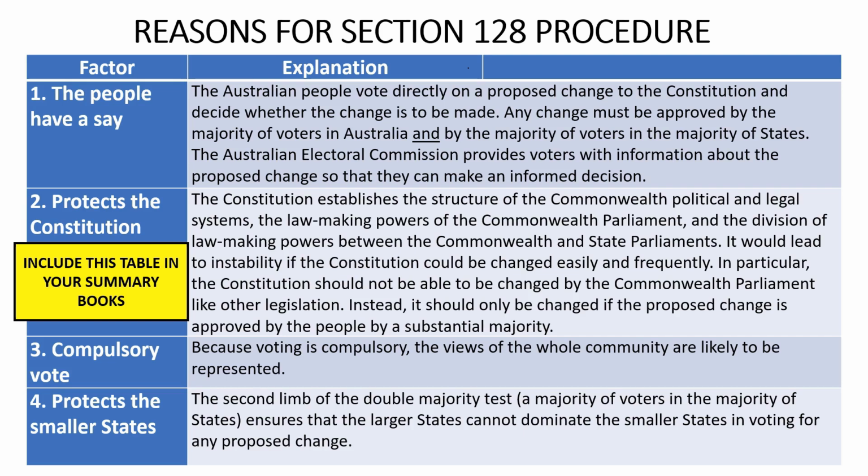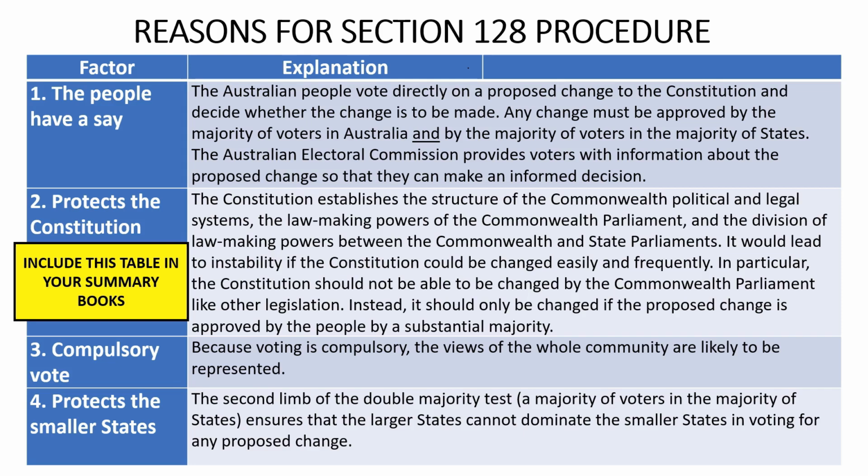As we've seen, for the Australian Constitution to be amended, that amendment must be approved at a referendum which satisfies the double majority requirement. That is, the amendment must be approved by the majority of Australian voters and by the majority of voters in the majority of states. Australian voters are able to make an informed decision on whether or not to support a proposed change to the Constitution because the Australian Electoral Commission provides them with information about the proposed change before they need to vote at the referendum.